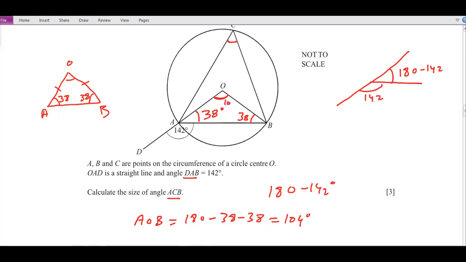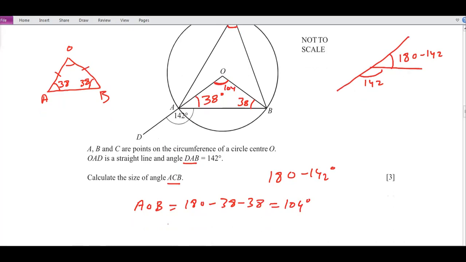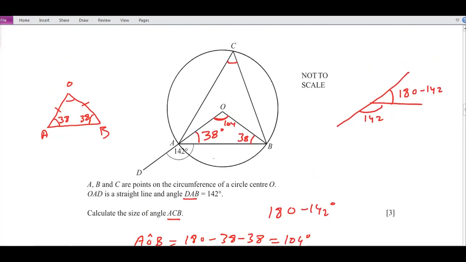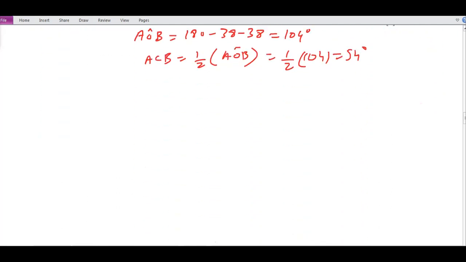Now if this is 104, you know the angle at the center is double the angle on the circumference. This angle ACB is made by the chord AB. This angle at the center is made by AB. So it means your angle ACB will be half of this angle AOB. So 1/2 into 104 is 52 degrees. Because the angle on the circumference is always half of the angle at the center. Okay? Clear? So pretty simple, but you need to remember the rules.